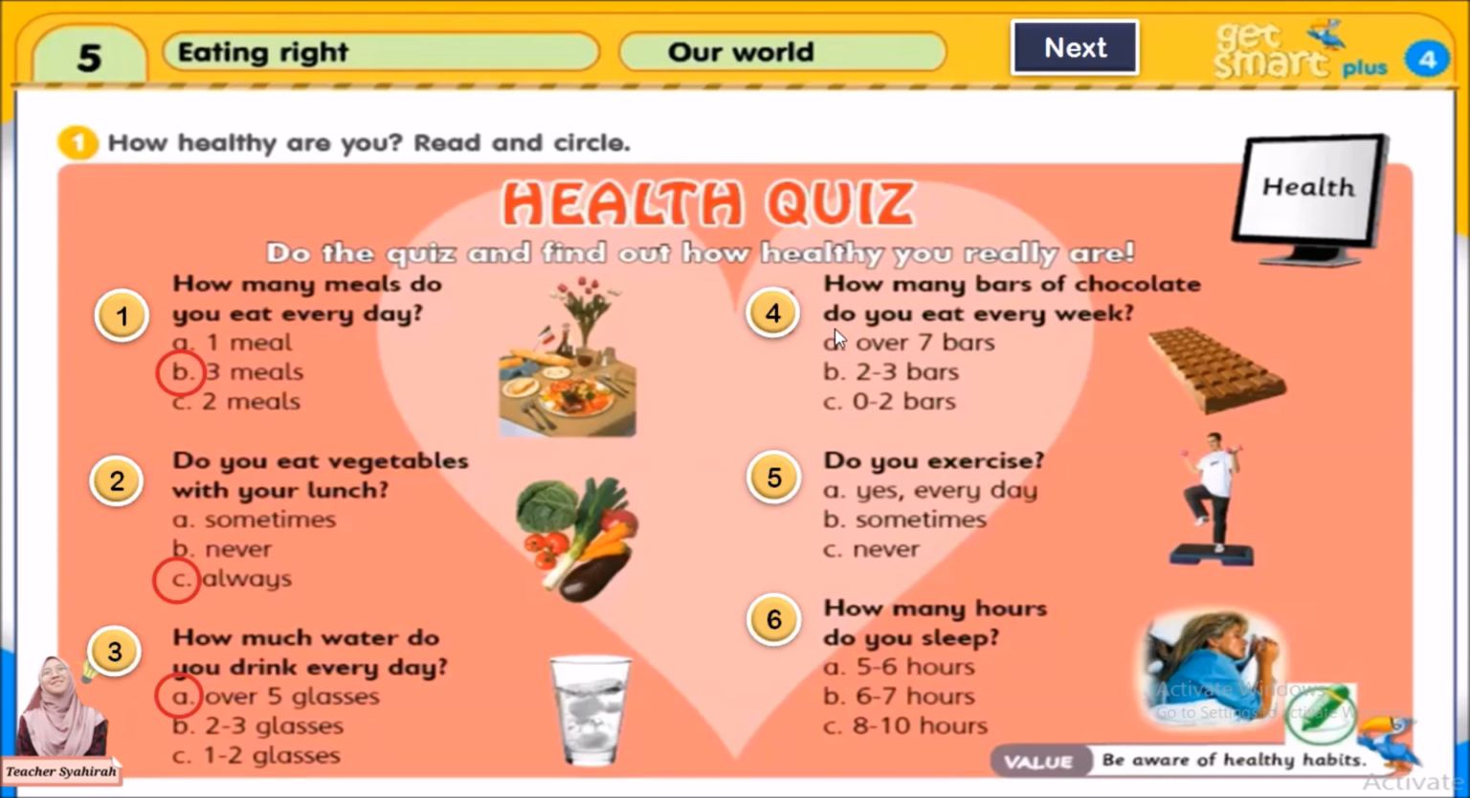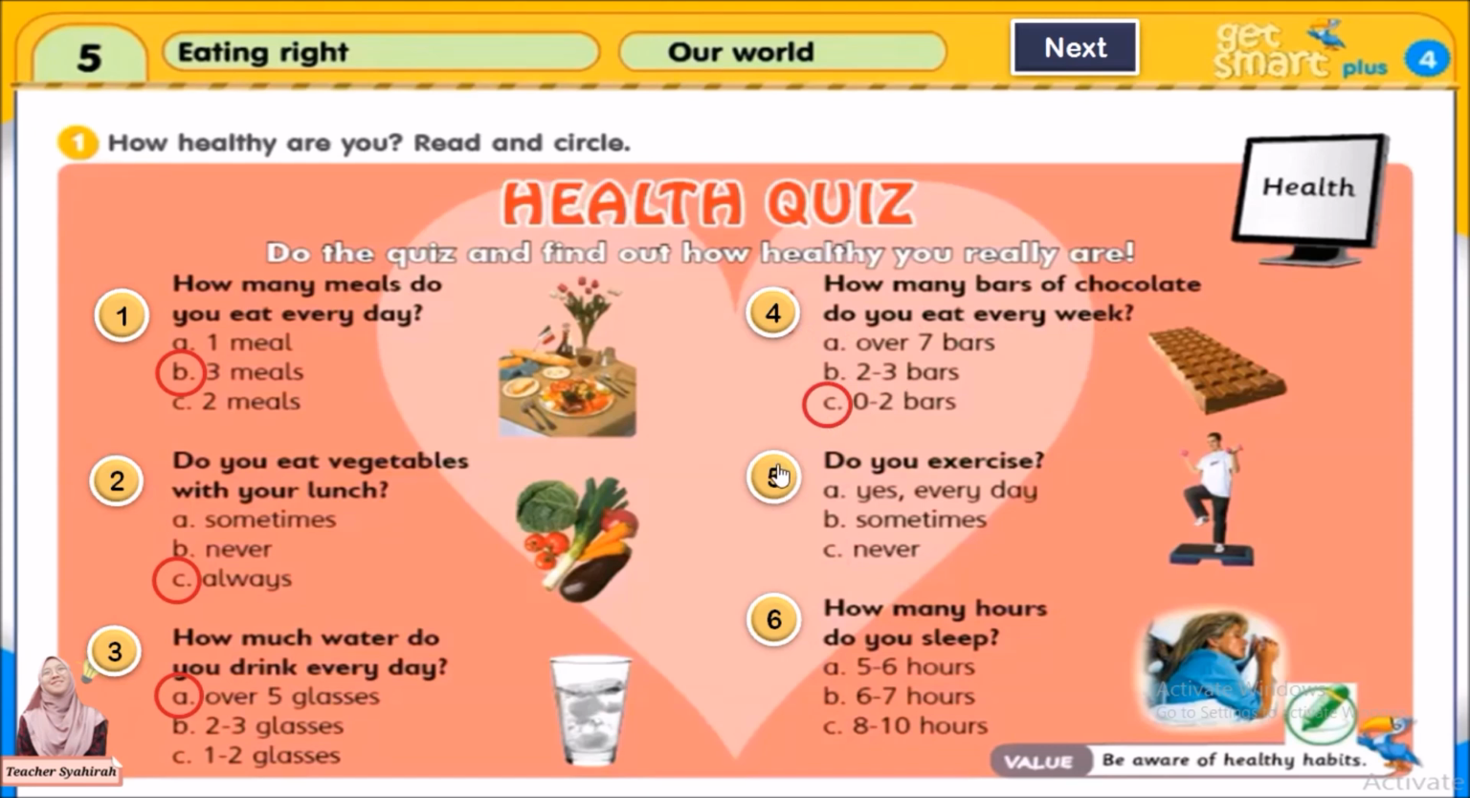Alright, number 4, how many bars of chocolate do you eat every week? Berapa banyak chocolate bar ni awak makan setiap minggu? So we have here A, over 7 bars, lebih daripada 7 bars. B, 2 to 3 bars, 2 hingga 3 bars. Ataupun we have C, 0 to 2 bars, 0 hingga ke 2 bar. So how many times do you eat chocolate every week? Okay, ni untuk setiap minggu ya. So my answer would be 0 to 2 bars. Okay, how about you? How many times do you eat it?